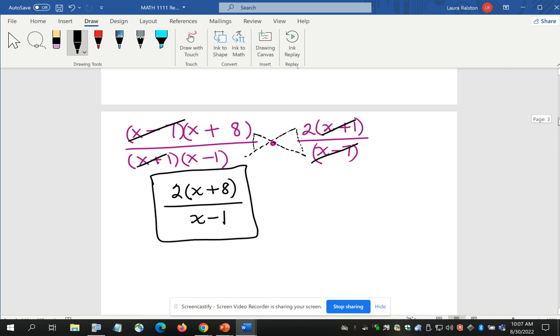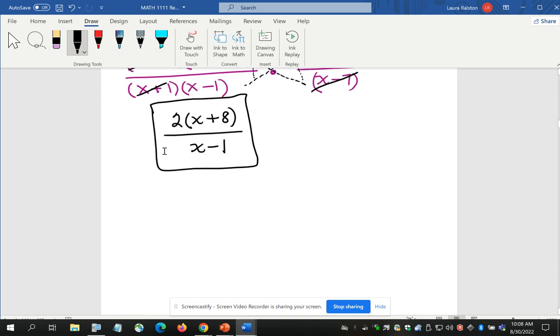Okay, so we did the division by flipping and multiplying, and then we simplified. To simplify, you have to factor everything first. Okay, and then make sure I call it simplifying on the bow tie.